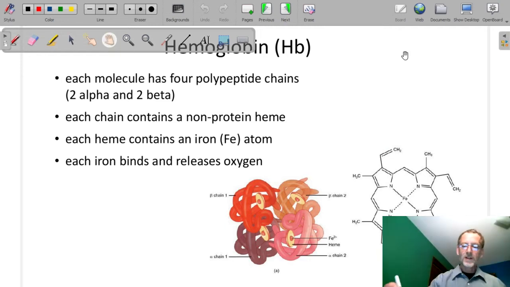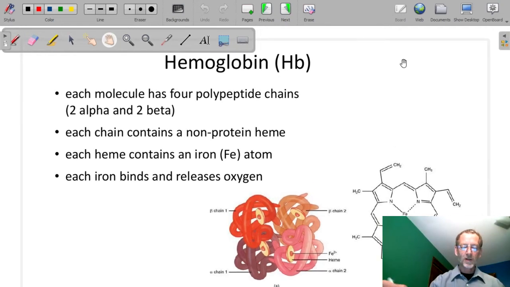And I'll mention that red blood cells are packed with hemoglobin. I think this picture is out of your textbook. So this is one molecule of hemoglobin shown.